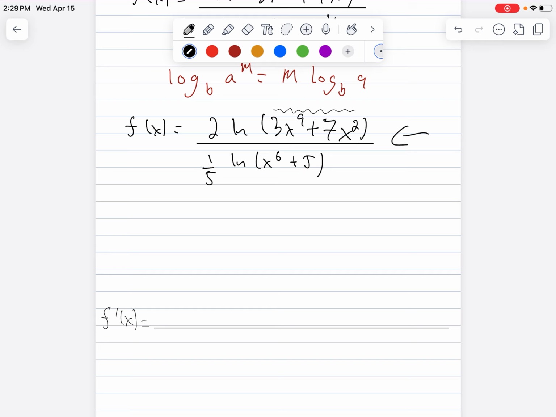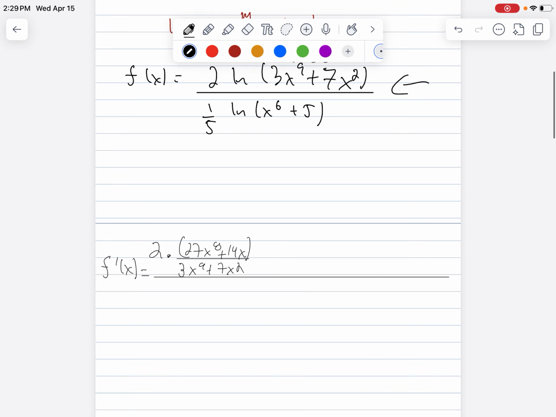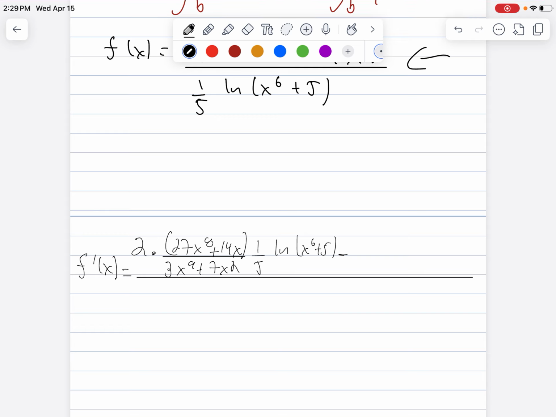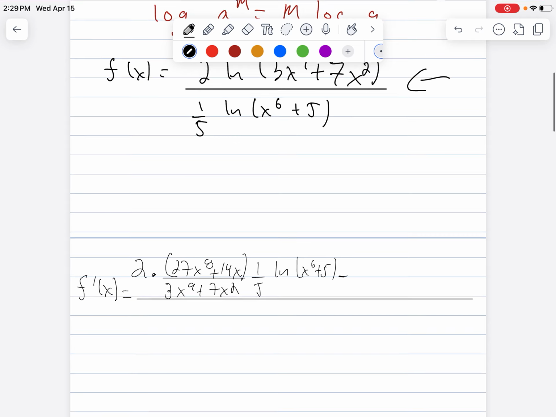So I'm going to start by taking the derivative of the top function, and there I have to use the chain rule. The 2 would stay. The derivative of ln of 3x to the 9th plus 7x squared, that's a chain rule. So by the chain rule, we would have 3x to the 9th plus 7x squared on the bottom, times the derivative of the inside on the numerator, which would be 27x to the 8th plus 14x, times 1/5 ln of x to the 6 plus 5. And let me apologize for my small print here, but I'm trying to fit all this in. Okay, so the derivative of the top times the bottom.